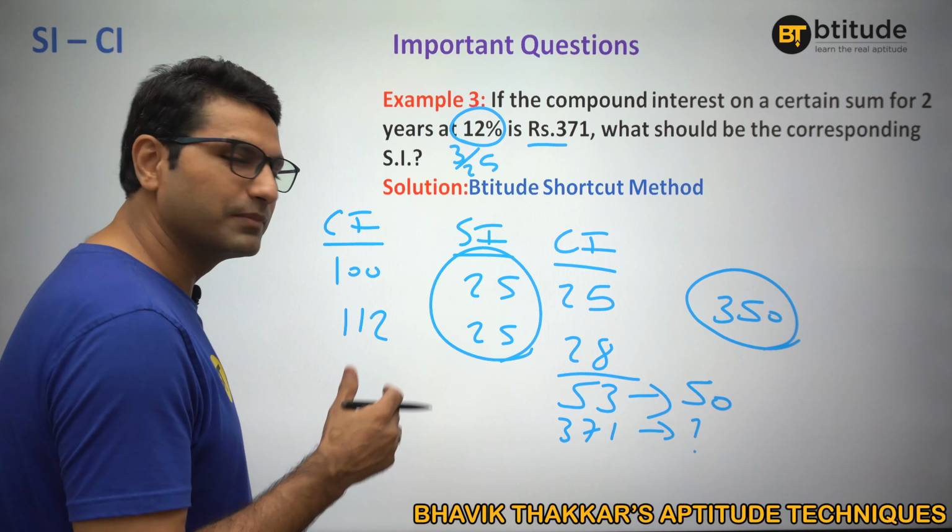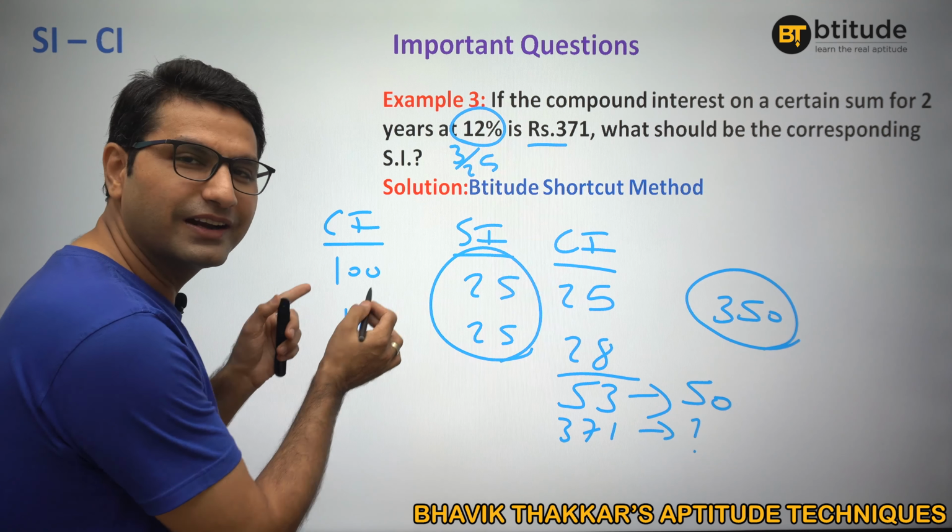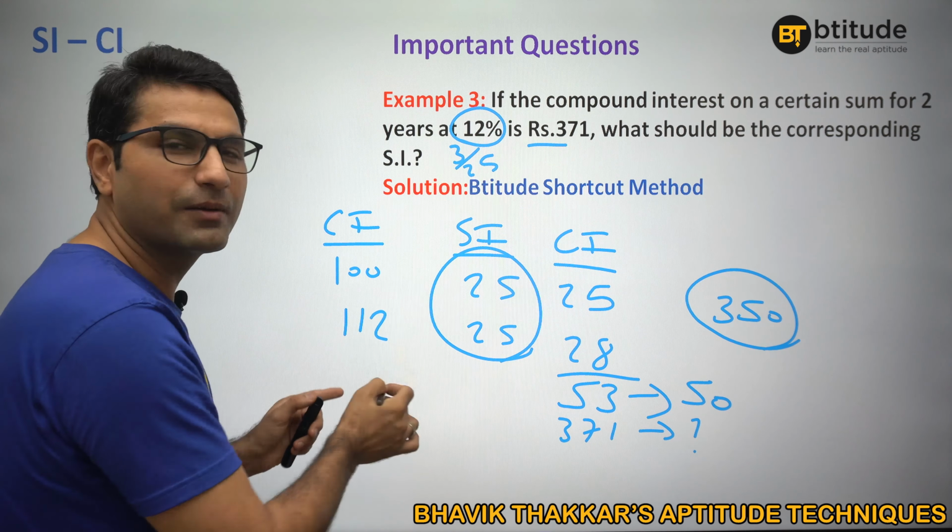You could also think something like this. First year it was 100, now it has to increase by 12%, 112. On the other end, simple interest would always be 100. So that means as compared to compound interest, which is 212, simple interest has to be 200, right? 100 plus 100. Here it is 371. Even if you cross multiply this, you are going to get the same answer, right?